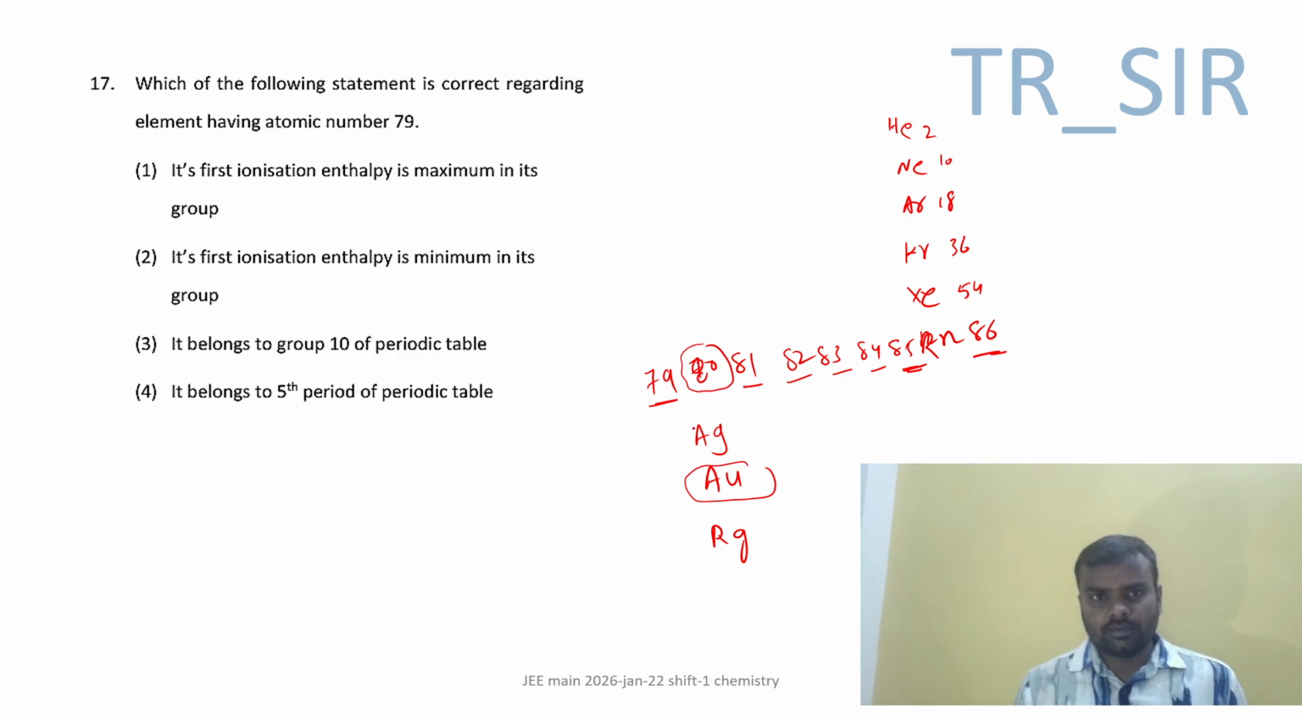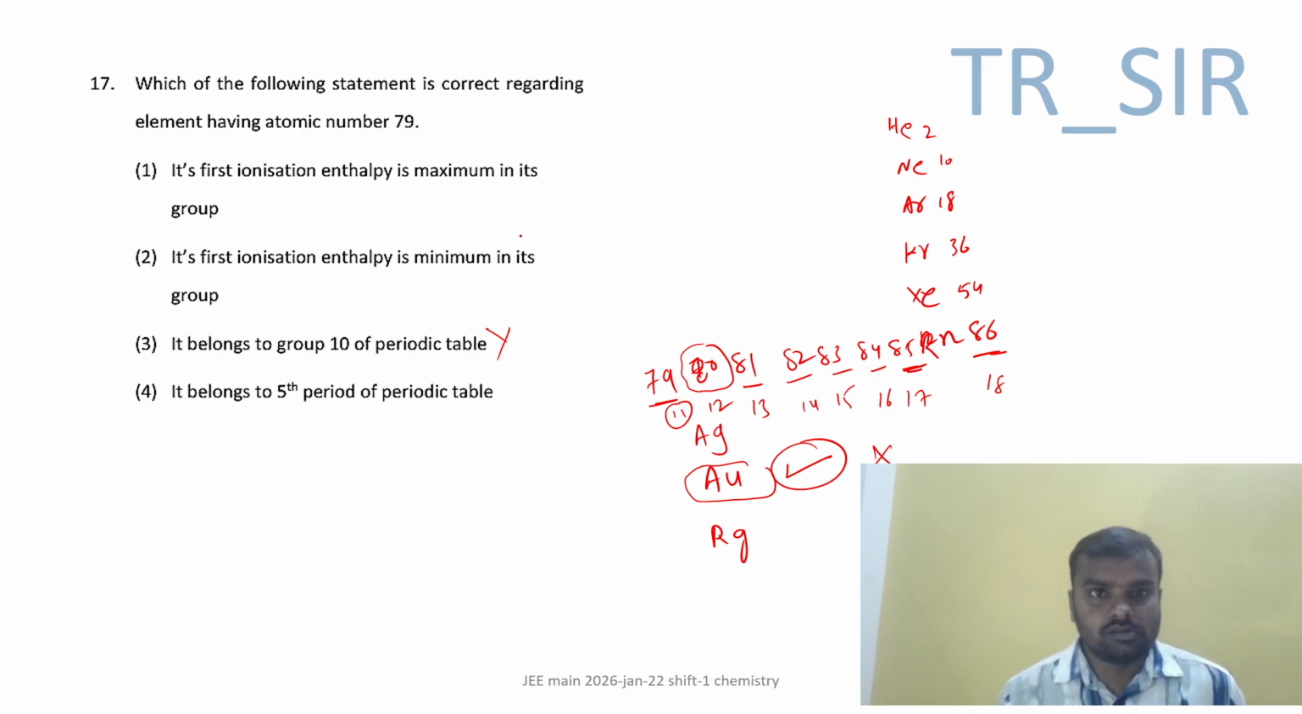Now, first ionization enthalpy is maximum. Yes, the first ionization enthalpy of this one is maximum, right? First ionization enthalpy is minimum, no, it is wrong. It belongs to 10th group. It's not the 10th group, no. So right, let us keep this one. 18 group, 17 group, 16 group, 15 group, 14 group, 13 group, 12 group, 11 group. So it is the 11th group. So it is not the 10th group.